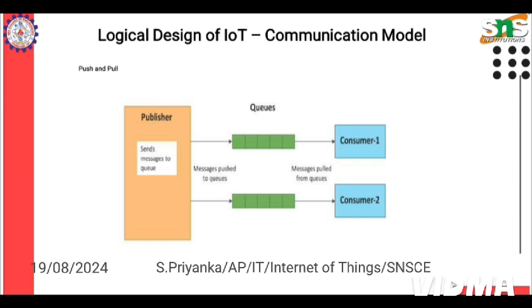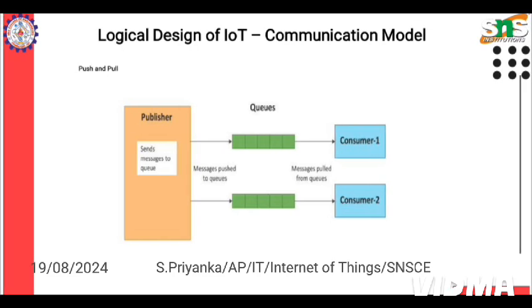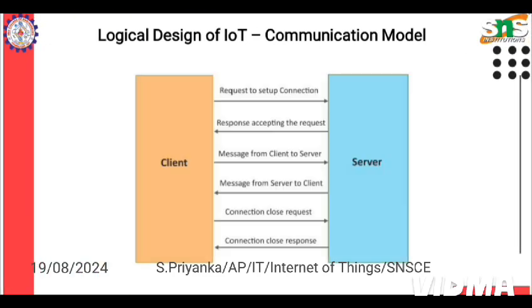Next is push and pull. Push and pull is a communication model in which the data producers push the data to the queues and the consumers pull the data from the queues. Producers do not need to be aware of the consumers, whereas queues help in decoupling the messaging between the producer and the consumer. It also acts as a buffer which helps in a situation where there is a mismatch between the rate at which producers push data and the rate at which the consumer pulls the data.